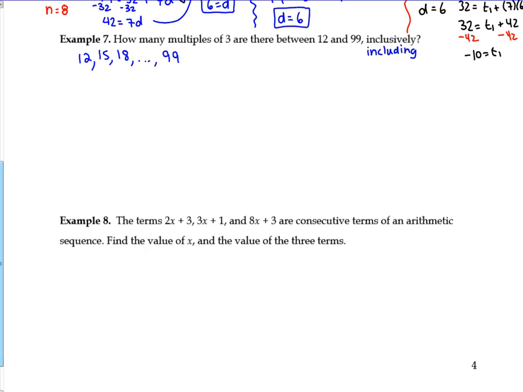Tell me what to do next. Let's start listing what we know. What do we know? T n is 99, our last term. Okay, what else? First term is 12, and what else do we know? Common difference is, my dear, 3. What are we looking for if I'm asking how many? N. How many terms or how many multiples? That's n.